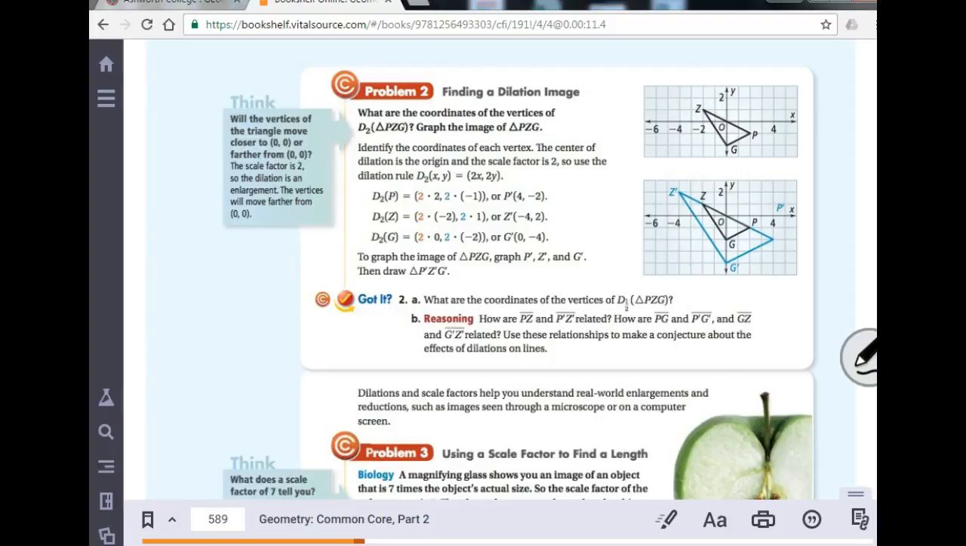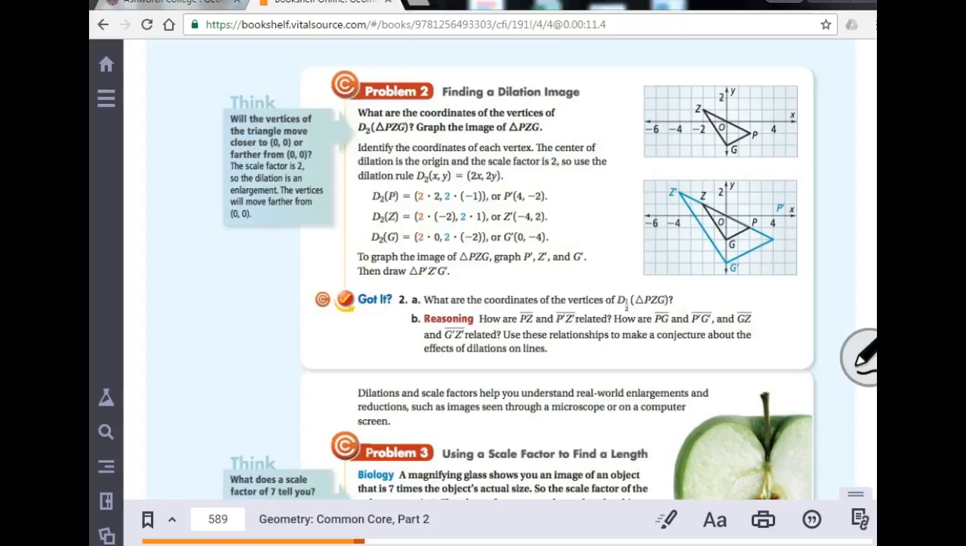Hello, we're looking at problem number 2 found in lesson 9-6 in your textbook. This is found on page 589 of your geometry part 2. It's asking us to find a dilation image. What this is saying is it wants us to take the original triangle PZG, which is right here in the right picture, and this D sub 2 means that we want to dilate it by a scale factor of 2.